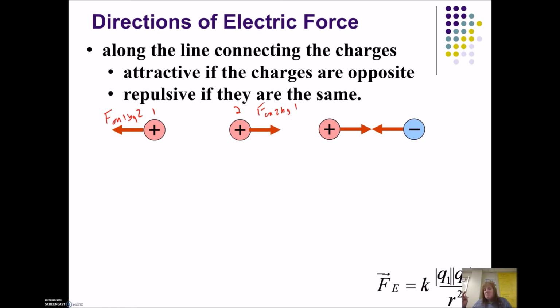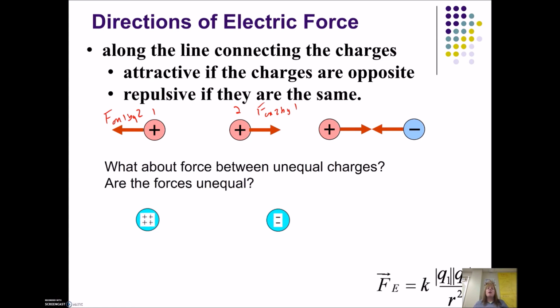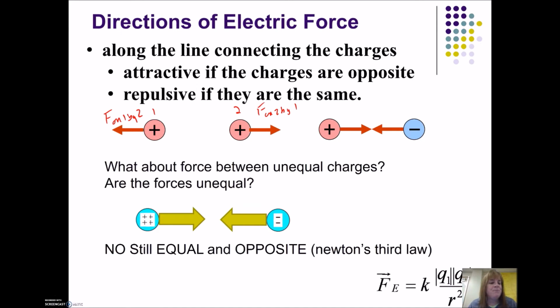Opposites attract, likes repel. What about the magnitude of the force if we had unequal charges? Would those forces be equal? Would the force on my +4 charge be the same as the force on my -2 charge? I mean, the +4 has a bigger charge. Well, no, they're still equal and opposite.